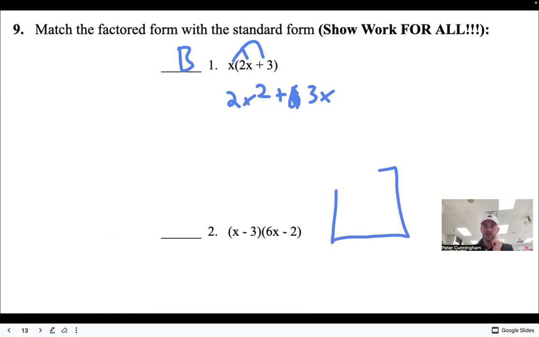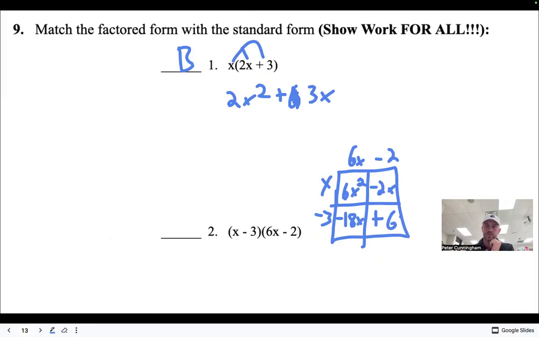This next one, again, on all of these, once you get that first box figured out, the answer becomes obvious, but let's just practice and make sure that we're good at this stuff. So this matched 6x squared, -18 minus 2 minus 20x plus 6. That matched with A.